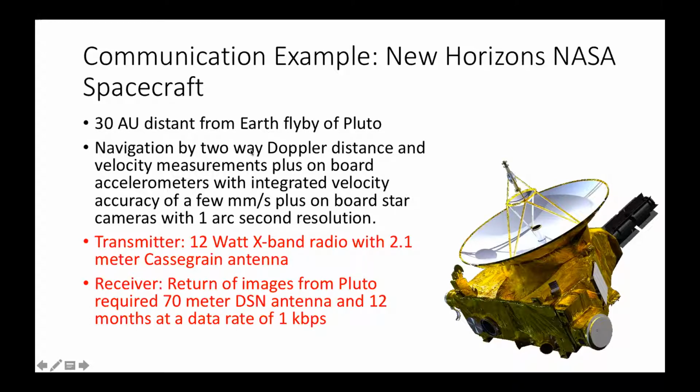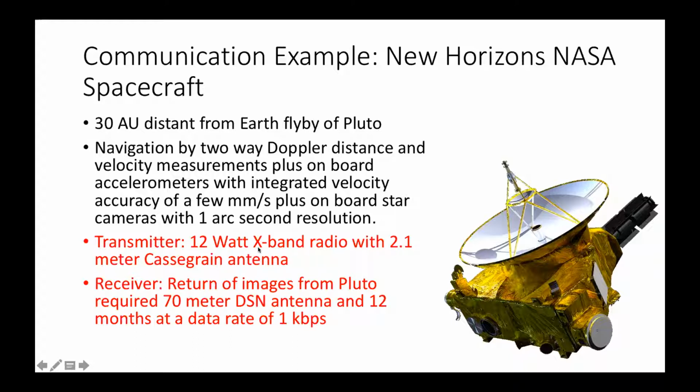Its navigation is by two-way Doppler distance and velocity measurements. Plus, it has onboard accelerometers, which have an integrated velocity accuracy total of a few millimeters per second, which is pretty good. Plus onboard star cameras with arc-second resolution. That's the navigation side, which I'll say one more thing about, because we had a great talk from a local company you probably know, maybe some of you have worked there. They were responsible for the navigation solution and steering New Horizons to hit a very small target at Pluto.